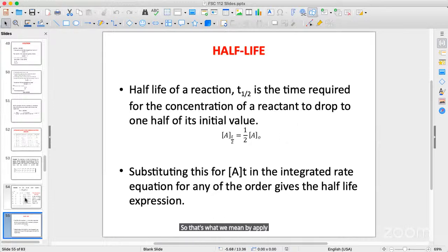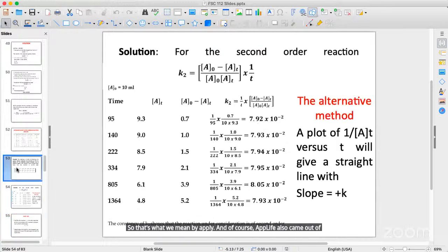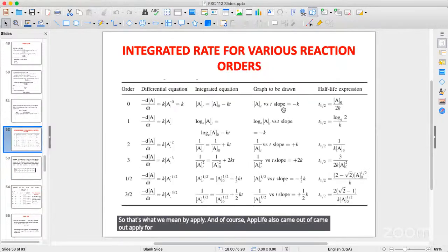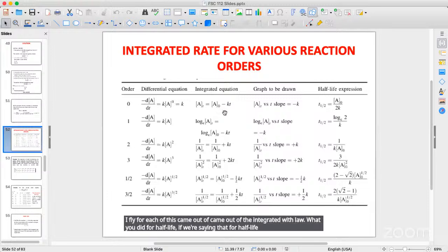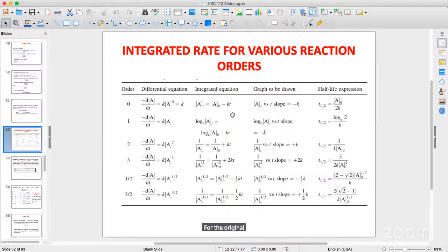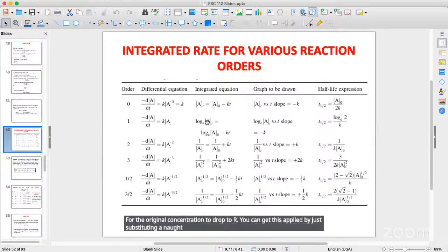And of course, half-life also came out for each of these. We're not doing derivation, like I said. Half-life for each of these came out of the integrated rate law. If half-life is the amount of time it takes for the original concentration to drop to half, you can get it by just substituting A naught divided by 2 for your At, because that's what your At means. Remember, your At is the concentration at any time t.